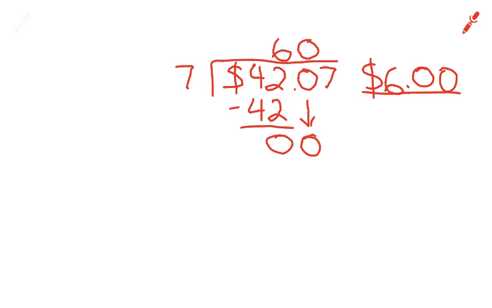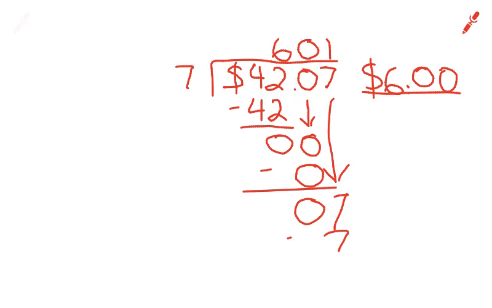7 goes into that 0, 0 times. 0 times 7 is 0. Subtract again. We get 0. Bring down the 7. 7 goes into 7 1 time. 1 times 7 is 7. Subtract. We get 0. This decimal point right there, we need to just bring it up. And then we need to put a dollar sign up here. And our exact answer is $6.01.